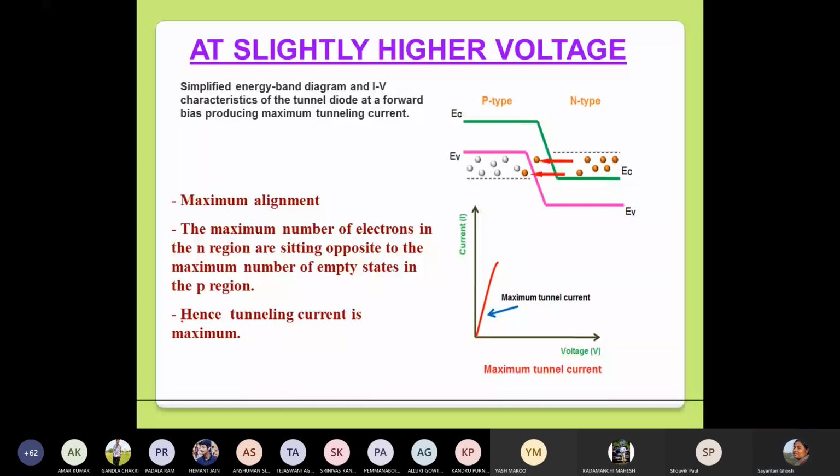So this is the value of the voltage where both these portions on either side of this barrier are seeing through the complete states available on the other side. For electrons, they can see all the vacant states sitting opposite to this small thin barrier, and this is where maximum tunneling occurs.